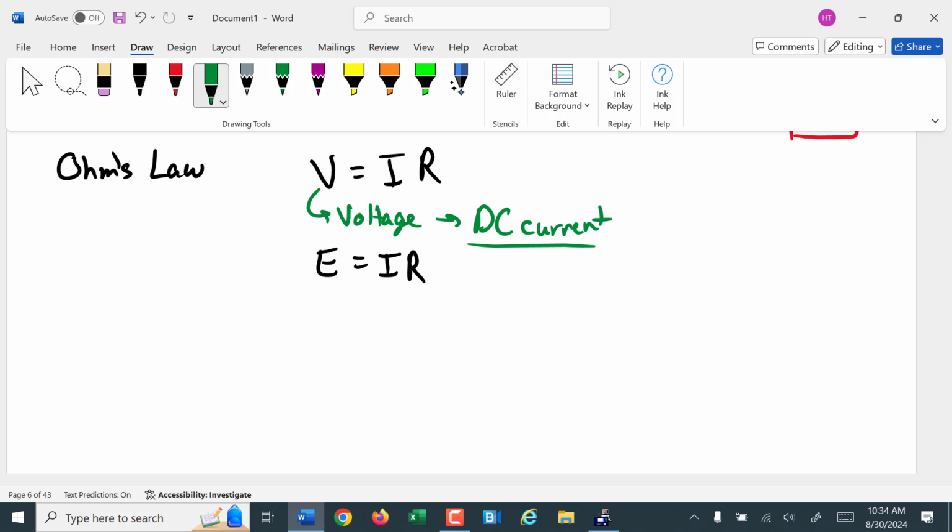So V is voltage. Voltage applies to DC current. A battery produces a voltage. A capacitor can store and release a voltage.